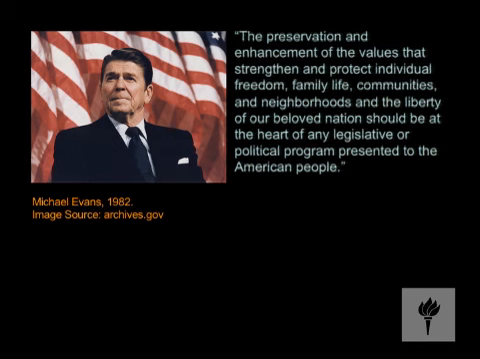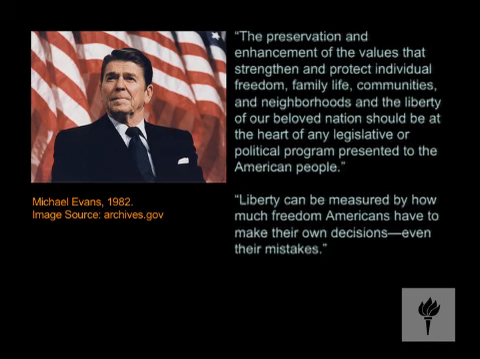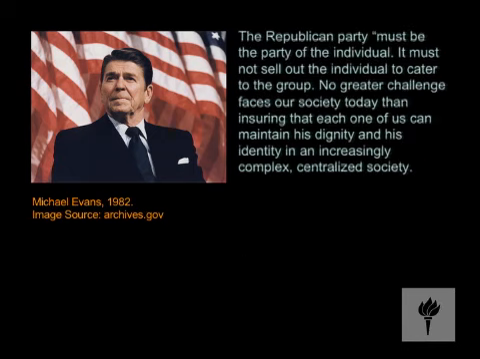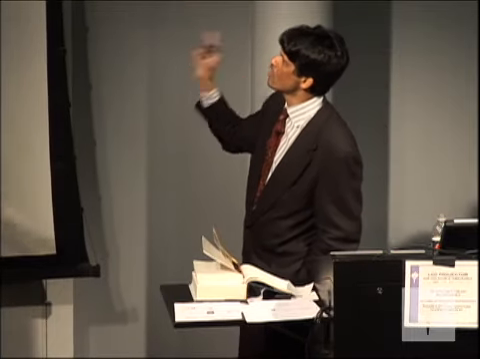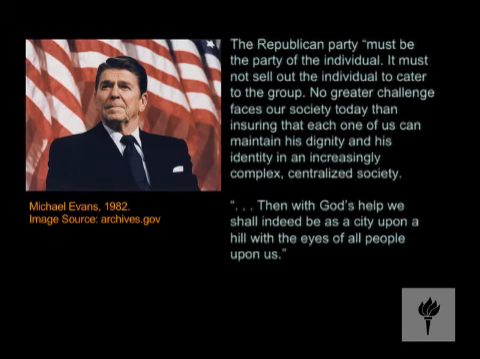This is in 1977 after they've lost the White House. "The preservation and enhancement of the values that strengthen and protect individual freedom, family life, communities and neighborhoods, and the liberty of our beloved nation should be at the heart of any legislative or political program presented to the American people." This is how the Republicans will revitalize themselves. "Liberty can be measured by how much freedom Americans have to make their own decisions, even their own mistakes." The Republican Party, he said, must be the party of the individual. He's not, like Winthrop, putting the group first. "It must not cater to the group." That's Democratic Party politics. "No greater challenge faces our society today than ensuring that each one of us can maintain his dignity and his identity in an increasingly complex, centralized society. Then, with God's help, we shall indeed be as a city upon a hill with the eyes of all people upon us." So here's the symbol.